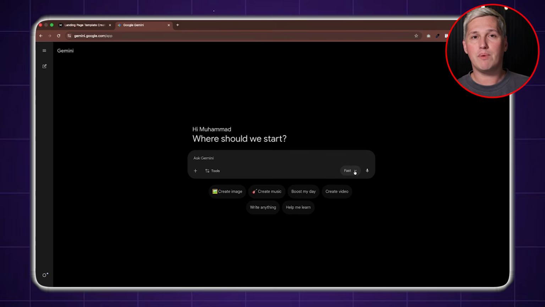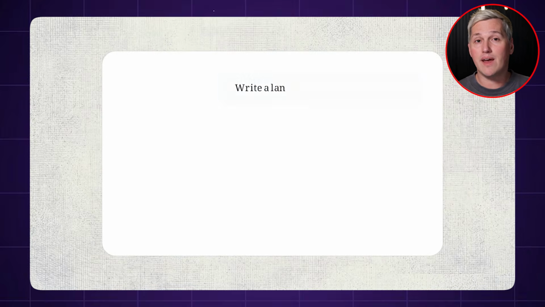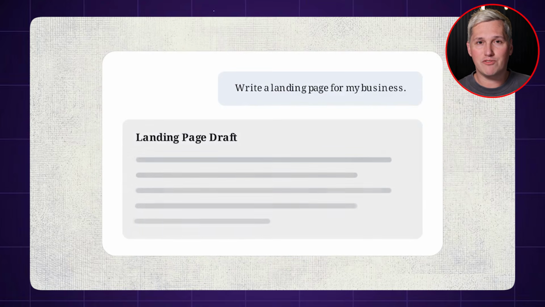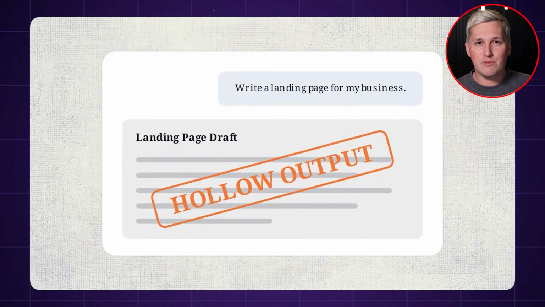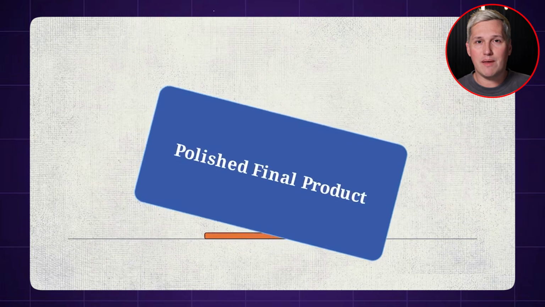Here's the problem most people run into. They open an AI model, any model, and they type something generic. Write me a landing page. Draft a marketing email for my business. What comes back is passable. It checks the surface level boxes, but it does not feel like it was built by someone who understood the audience. It feels assembled.